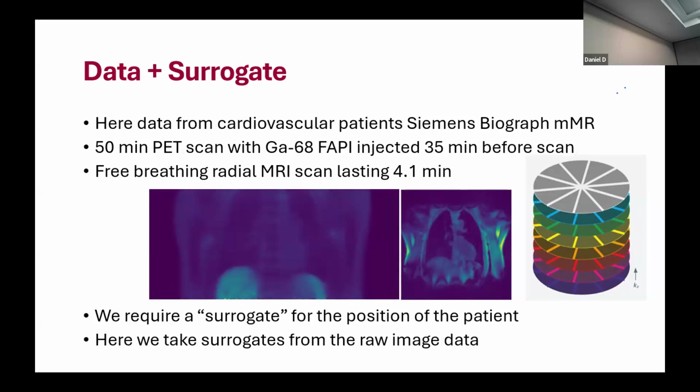So the tracer is FAPI, and the patient is having a 50-minute PET scan, and during that, there's a whole heap of MRI scanning going on. The bit of the MRI that I have the raw data for is a radial sequence, a radial scanning profile, where the patient is free breathing.